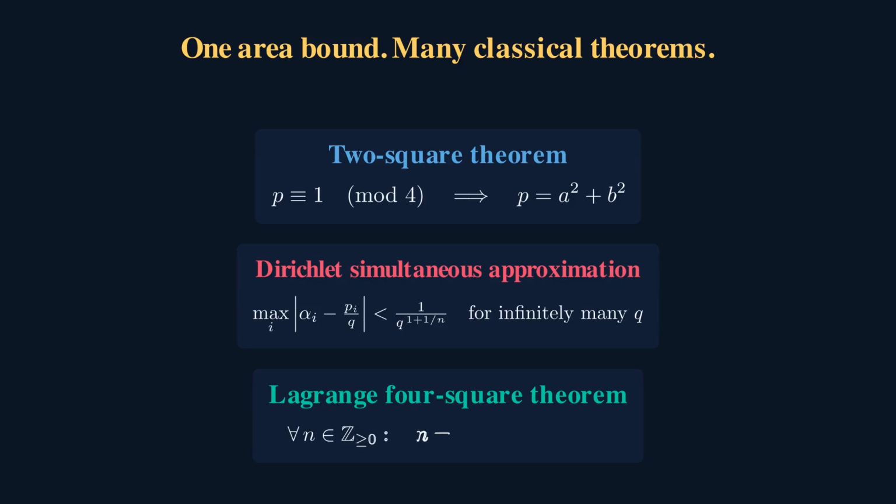And third, Lagrange's four-square theorem. Every positive integer is a sum of 4 squares. That one falls out of a 4-dimensional version of the same argument. All three fall out of this one area argument. Each one is a topic for an upcoming video.